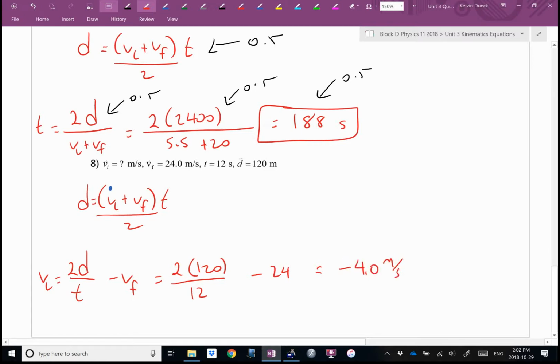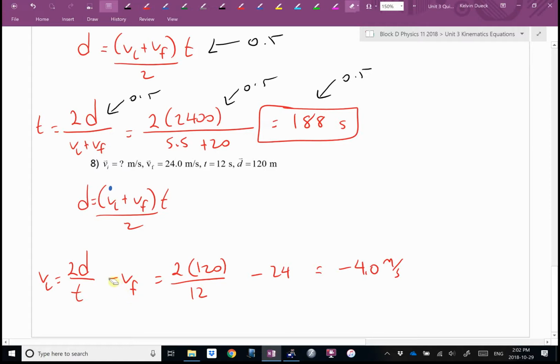I'll go to 2 sig figs just for giggles, but if you didn't, that's fine. But technically I should, because it's 12 and 24.0 and 120. Those are all to 2 or 3 sig figs. Jackson's looking at me puzzled. Am I wrong? Is it negative 4? Let me make sure I did this right. Times by 2, divide by T. So it's going to be 2 times 120. Yeah, I'm right.